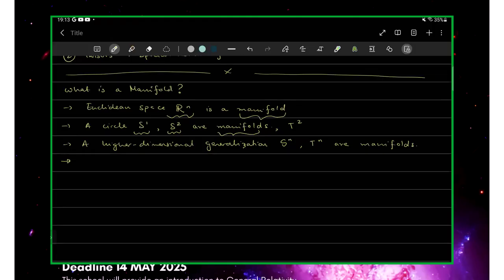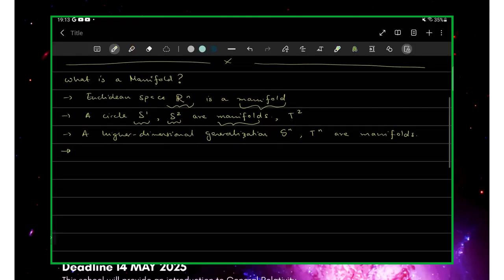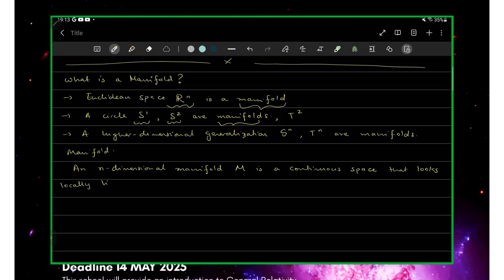Now, let me define manifolds, not abstractly now, but with its particular definition. So, an n-dimensional manifold M is a continuous space that looks locally like Rn.